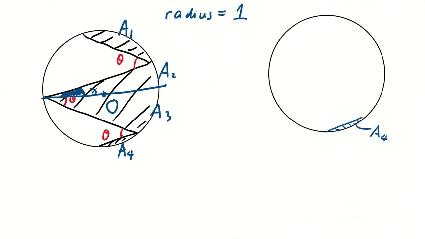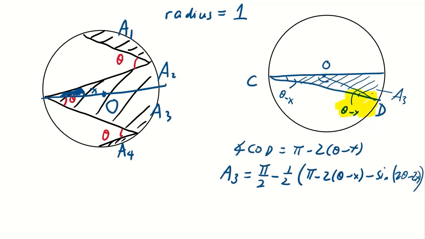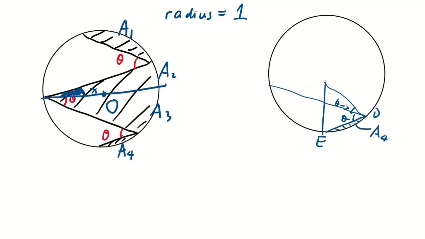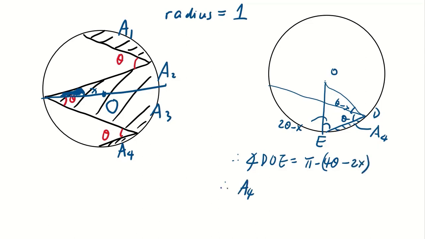Last but not least, we are going to get A4. So this is point D and this is point E. This is theta and this is theta minus x from what we have just now. So this means that this also equals 2 theta minus x, and therefore, the angle COE will equal pi minus 4 theta minus 2x. And therefore, the area of A4 will equal half theta minus sine theta.